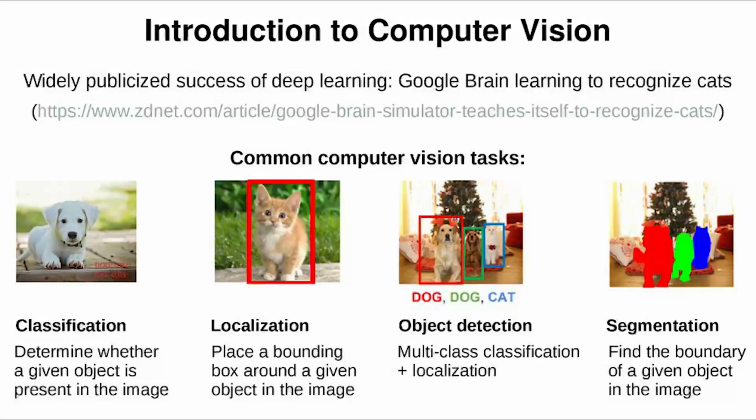Welcome to the Introduction to Computer Vision course. One of the early successes of deep learning that was widely publicized was Google Brain learning to recognize cats. The link on the slide points to one of the articles about it from 2012.